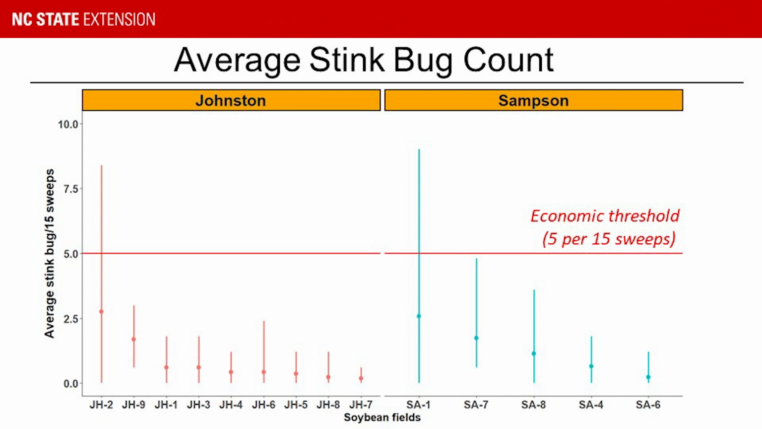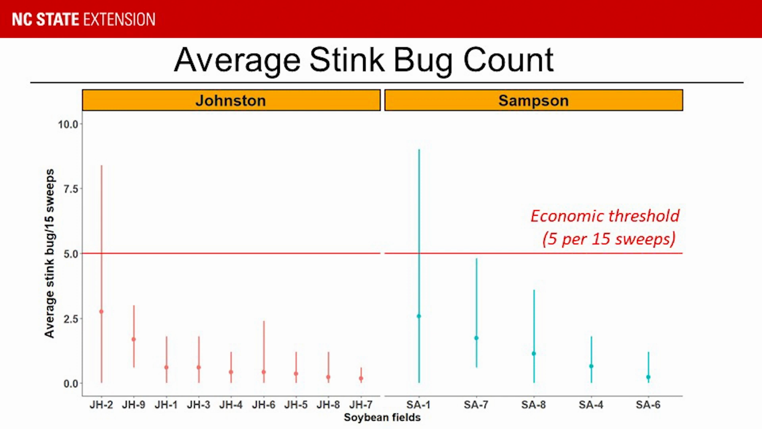So economics, this is one piece of the puzzle. This is the prevalence of the insects, or at least the abundance of the insects from our sweep samples. So our sweep economic threshold in North Carolina is 5 stink bugs per 15 sweeps. These are all the fields that I presented in the prior slides. So we had a map of these fields. Here they are just broken out categorically.